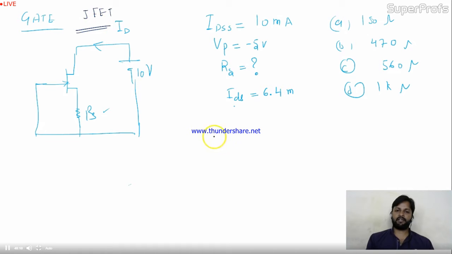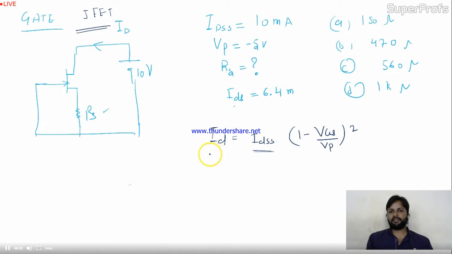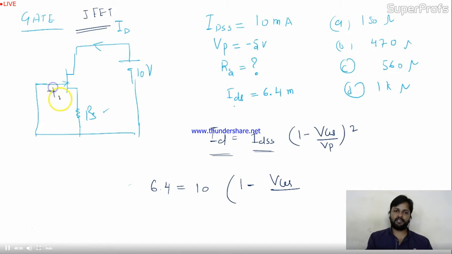And for the JFET, what is the current equation? ID equal to IDSS times 1 minus VGS by VP, whole square. So IDSS is given, ID is given. Let's put the value. 6.4 milli and 10 milli will get cancelled. VGS I have to calculate, G and S. This one is very important, VGS, to calculate this RS. And VP is given minus 5, so this will become plus 5, and whole square.